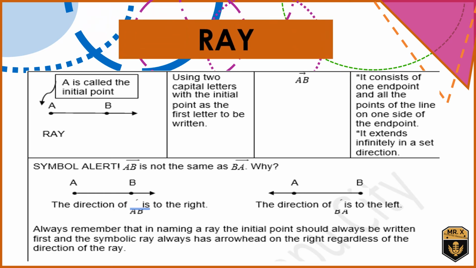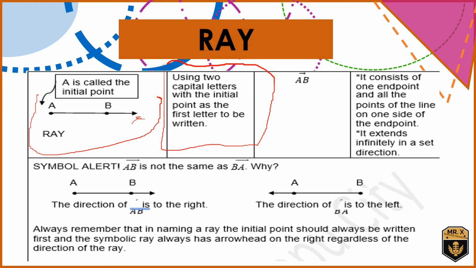Next, we have ray. Looking at the model of a ray, it has one endpoint, no? Then, the other side is an arrowhead. What makes a ray different from a line is that a line has two arrowheads, while a ray has only one arrowhead. Now, the endpoint of the ray, which is point A here, is called the initial point. In naming the ray, we use two capital letters again. The same as a line, we use two capital letters or 2 points. In a line segment, we use two capital letters or 2 points. The same with a ray.